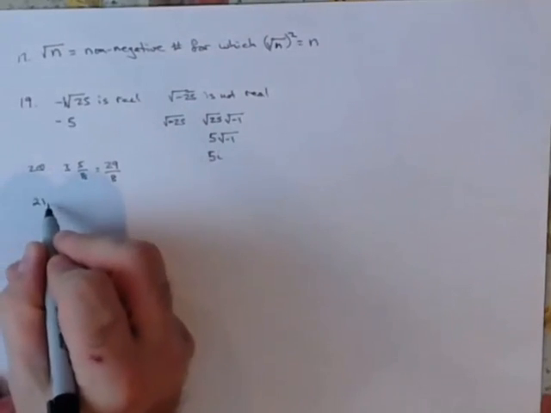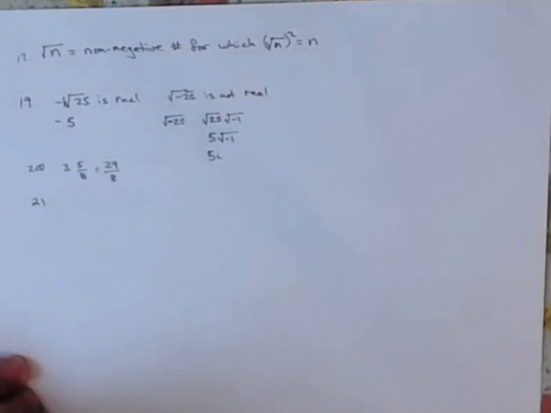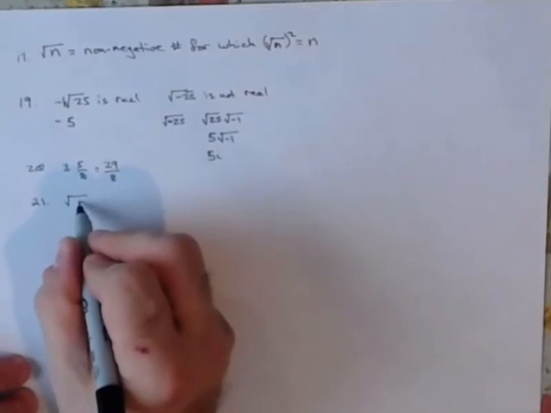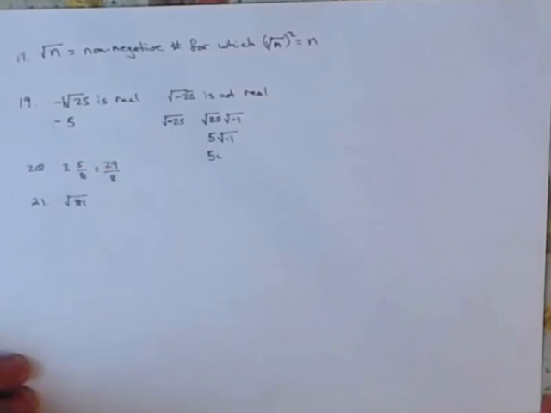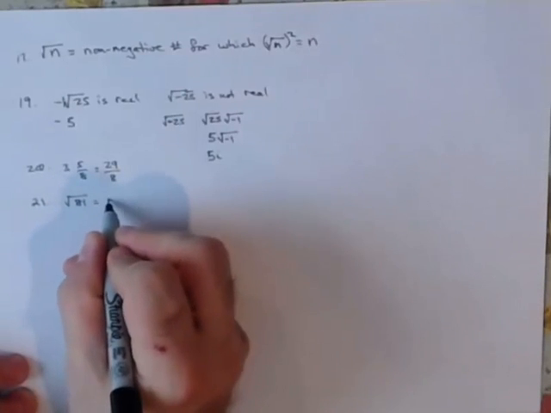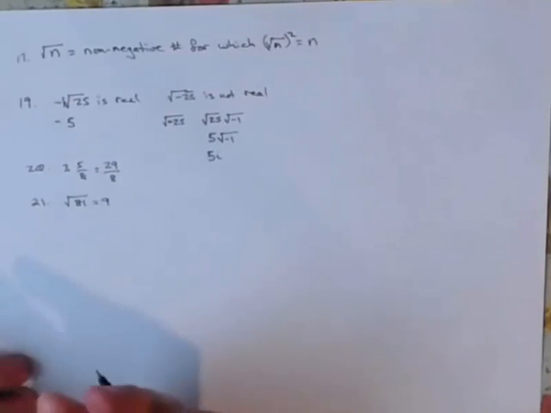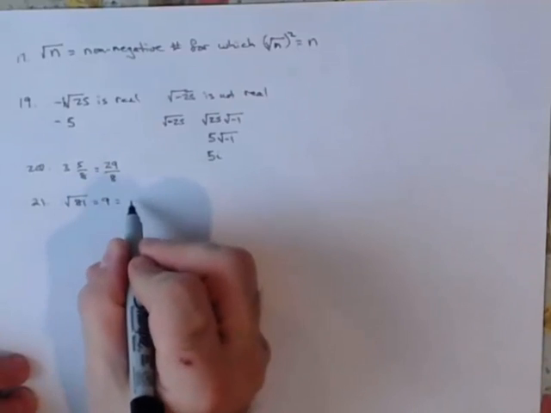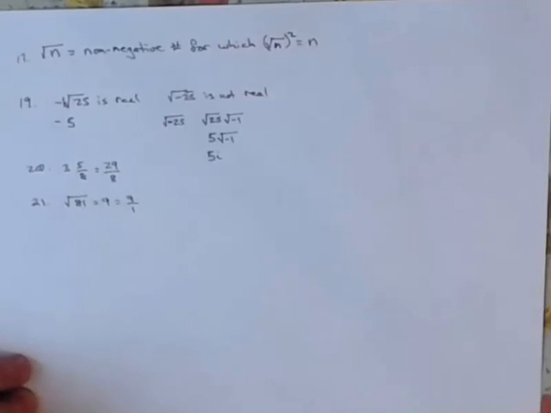Number 21. Show that the square root of 81 is a rational number. Well, square root of 81, that's equal to 9. 9 can be written as a fraction. That's just simply 9 over 1. It's the ratio between two numbers. And since it's the ratio between 9 and 1, square root of 81 is a rational number.